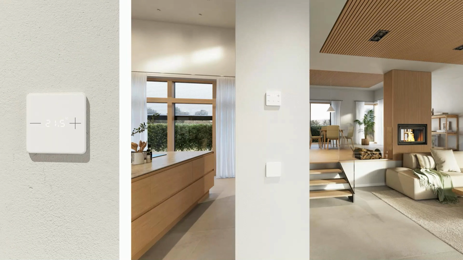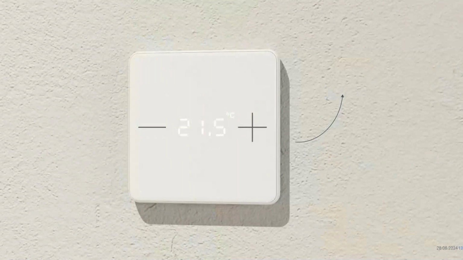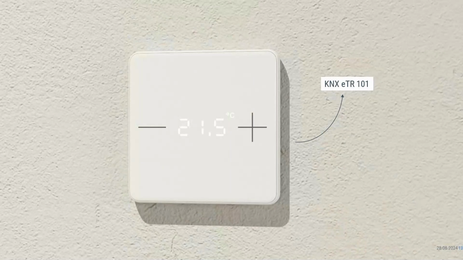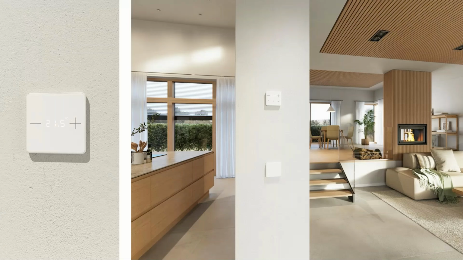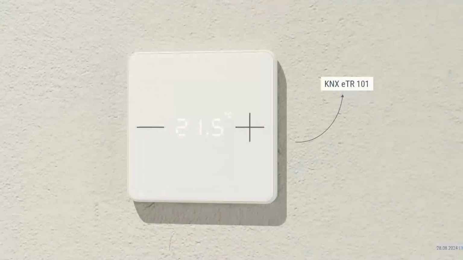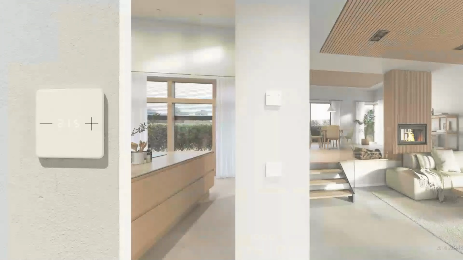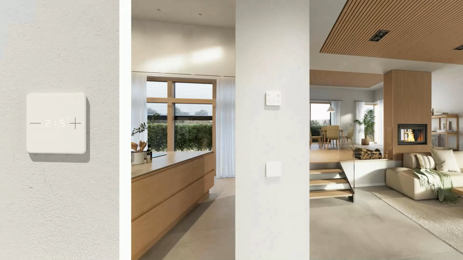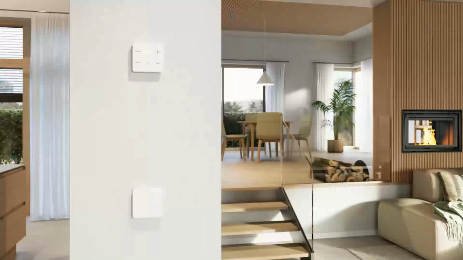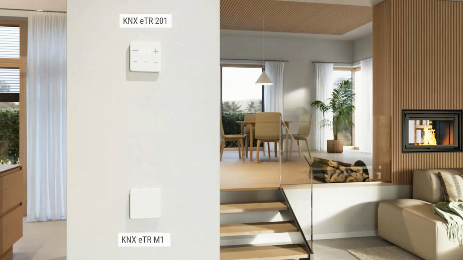You can also see in this specific example, we have the room controller installed, the eTR 101. We have them installed at a height of approximately 150 centimeters, and then at 120 centimeters, where you usually push the, sorry, I was a little bit too fast. And at 1 meter 20, where you have the smaller ones, you can, for example, implement a push button as well. So this is how the devices could be looking on the wall.